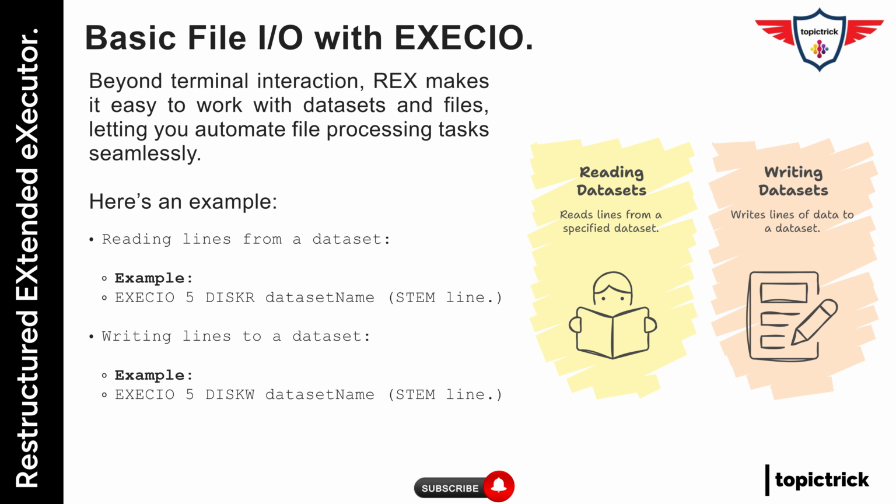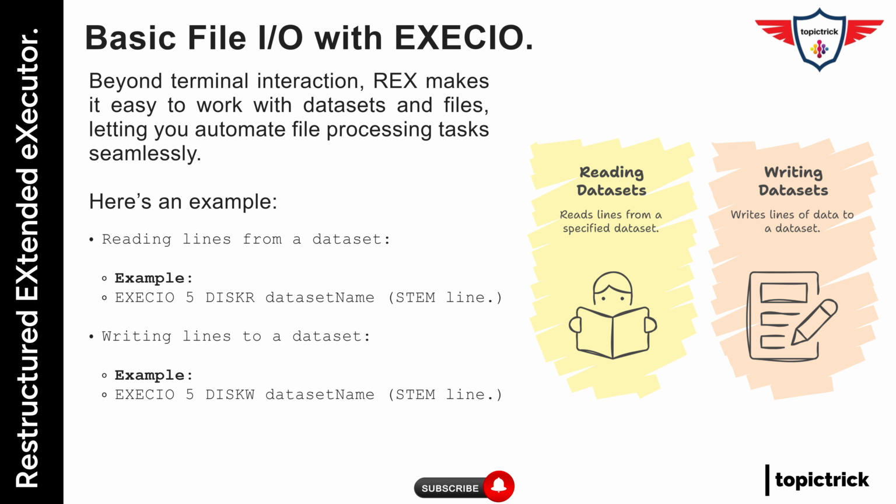It's incredibly flexible. Whether you need to read a whole file into memory or write out a report line by line, EXECIO handles it smoothly. And yes, you can interact directly with datasets on the mainframe. You just need to allocate them properly before using EXECIO. Once allocated, reading from or writing to datasets is just as straightforward as working with normal files.